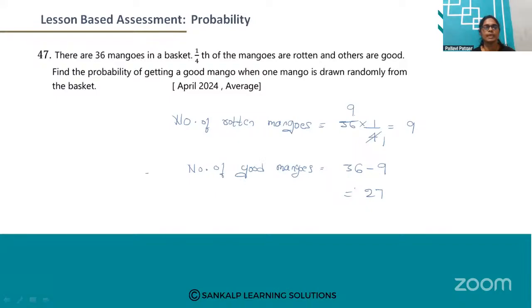So now what we have to do is calculate the probability of getting good mangoes. Here n of S, the total number of mangoes, is 36. The number of favorable outcomes means we have to find the good mangoes. So n of good mangoes is equal to 27. Therefore probability of getting good mangoes is equal to 27 divided by 36. So this is equal to 3/4.